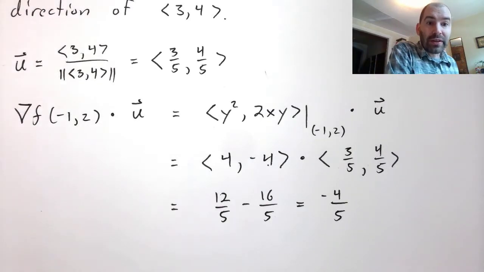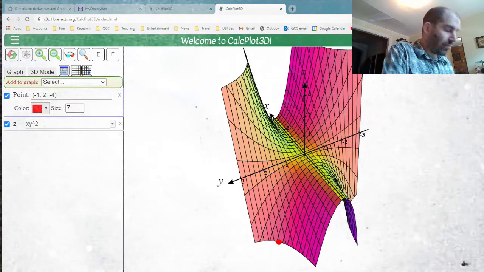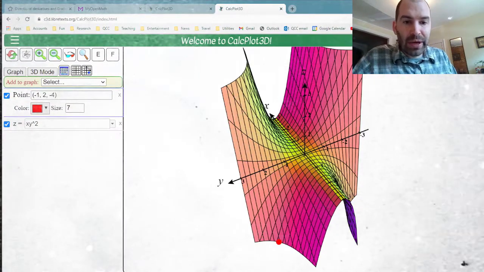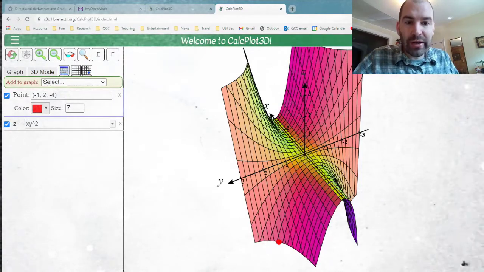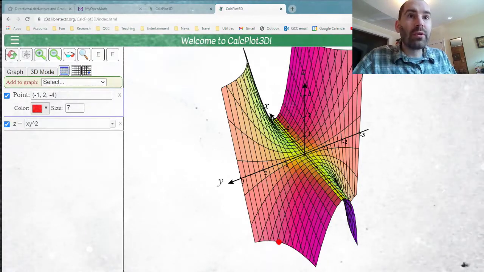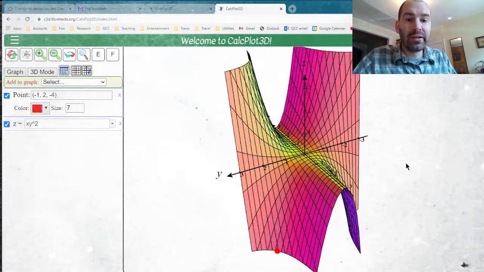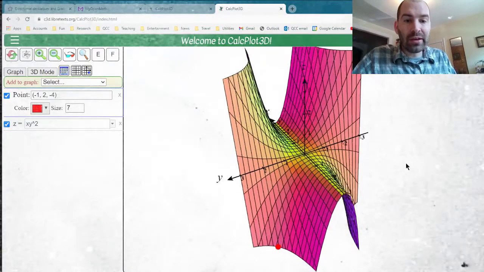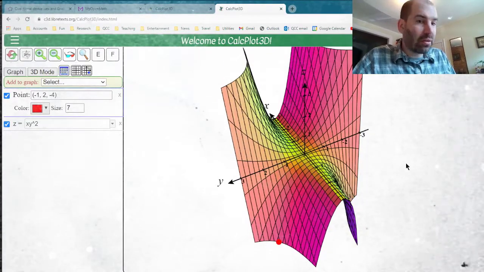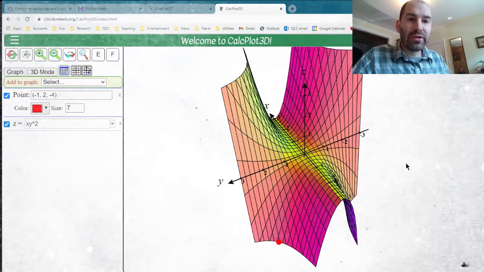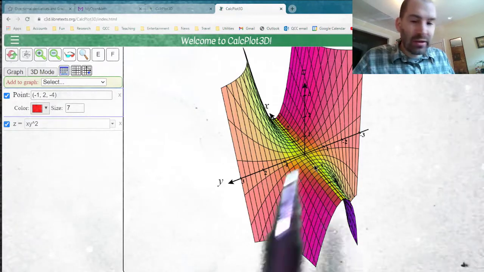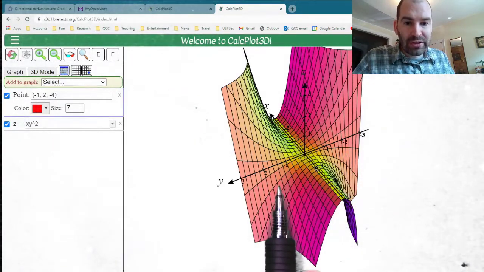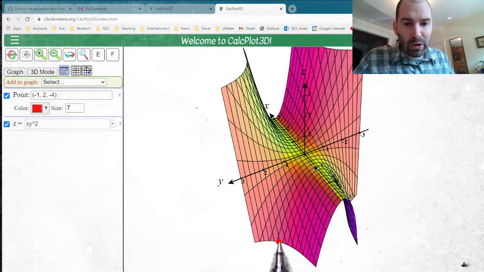So let's just take a look at this. I've plotted this in 3D. So here we have a graph of our function, which was xy squared, right? So that's what we're looking at over here. Right, here's its graph. And we're looking at the directional derivative at the point, what was our point? -1, 2. All right, so x is -1, so we're over here, y is 2. So I've actually plotted the point where we are on the surface down here.